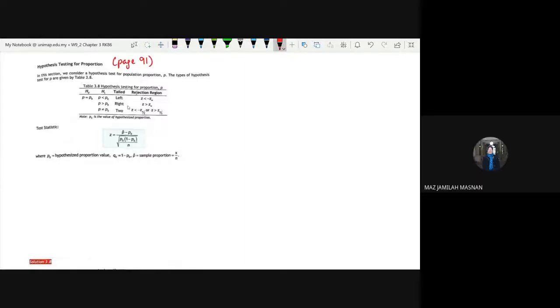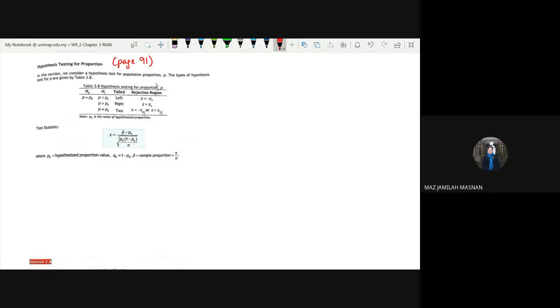Now, almost similar, but proportion is much more simple because there will be no condition if n is greater than 30, if less than 30, if sigma known or unknown. So there's no such thing if you are dealing with proportion. Because we are dealing with a large sample size, everything becomes easy. So it is almost similar to what you have in hypothesis testing for the population mean. You are going to have your statement of your hypothesis.